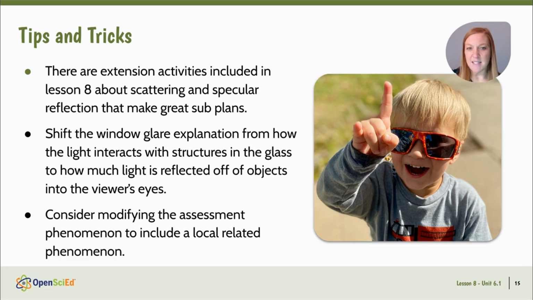And then we also might want to think about shifting the window glare explanation from how the light interacts with the structures in the glass to how much light is reflected off of the objects into the viewer's eyes. So before this lesson, we've been saying that it's how the light interacts with the structures in the glass, so those impurities or the silvering. And in this case, since the glass does not have one-way mirror film on it, we want to focus more on that difference in light on either side.